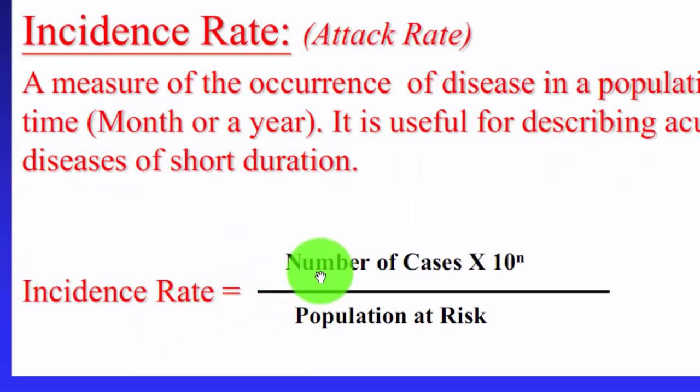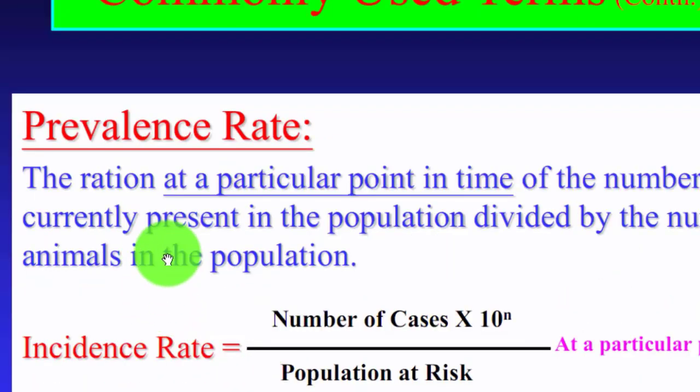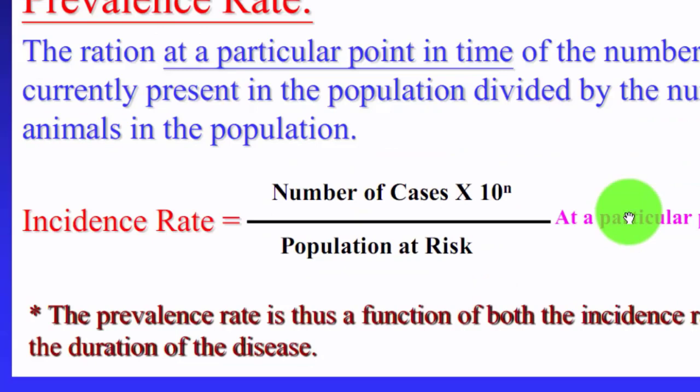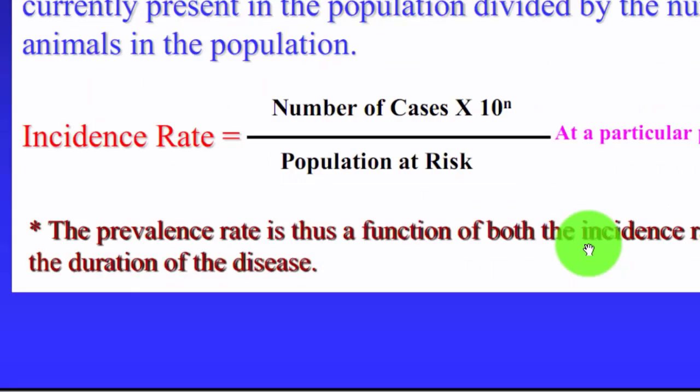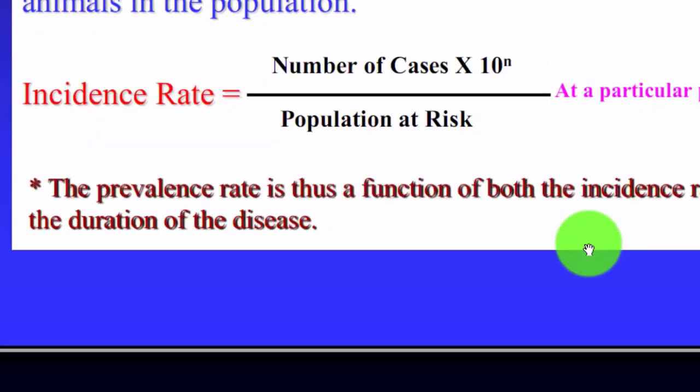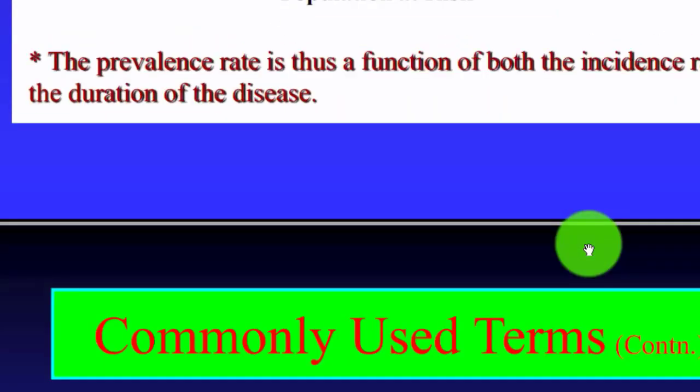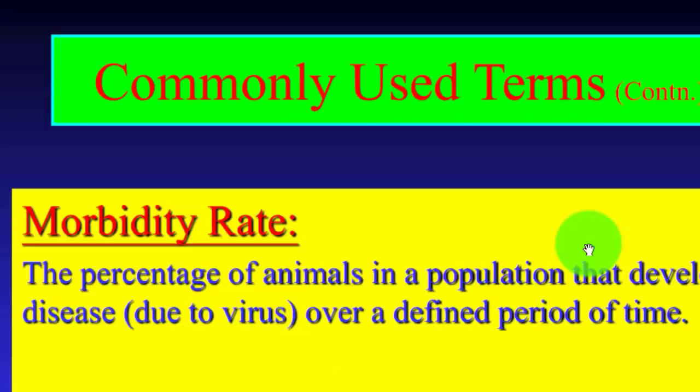Incidence rate: number of cases multiplied by 10 divided by the population at risk. Prevalence rate: variation at a particular point in time of the number of cases currently present in the population divided by the number of animals in the population. The prevalence rate is thus a function of both the incidence rate and the duration of the disease.